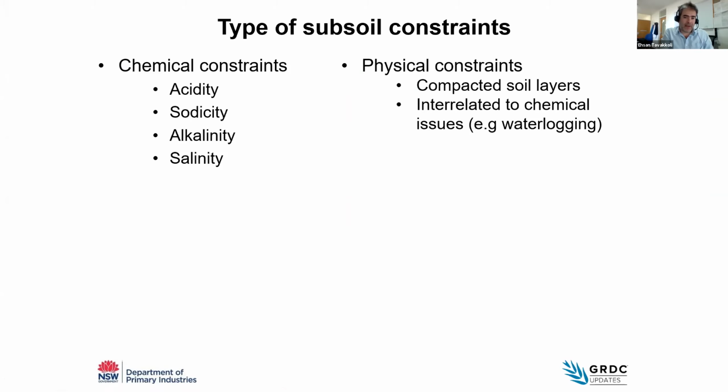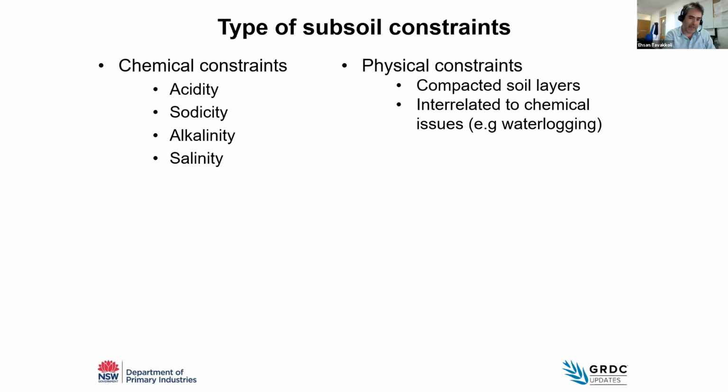Chemical constraints. We have acidity, sodicity, alkalinity, because high pH itself is always a problem, and also salinity. And we have compaction that Miran will talk about. And there are waterlogging issues that are interrelated to acidic soils or soils with a poor structure. Because if you have that dense clay, you get transient waterlogging, which is a physical problem that is associated with the chemistry, which is that sodicity and high dispersion level.